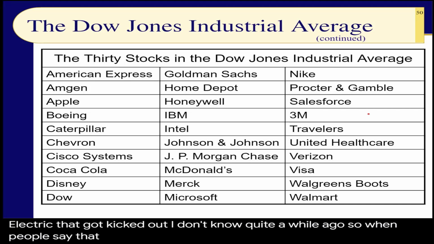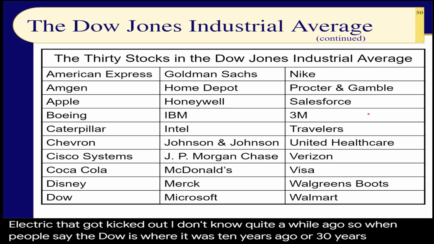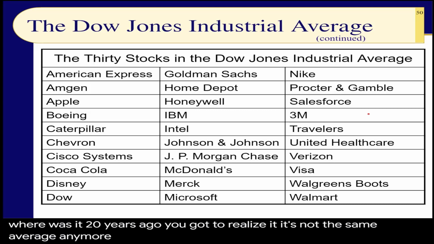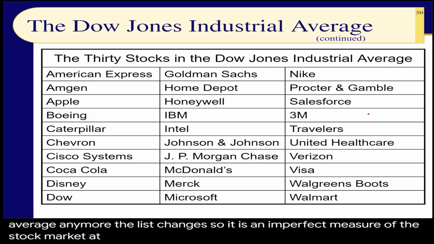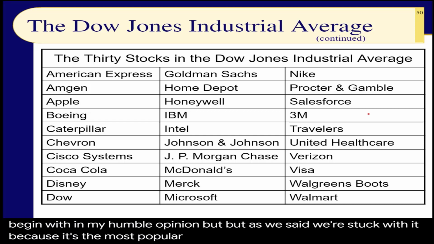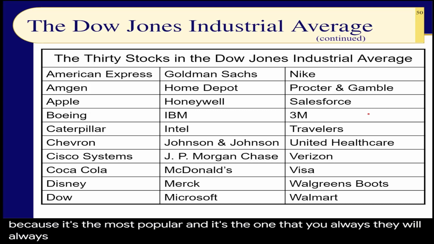So when people say the Dow is where it was 10 years ago, or 30 years ago, or 20 years ago, you've got to realize that it's not the same average anymore. The list changes. So it is an imperfect measure of the stock market at best, and in the case of the Dow, not a very good one to begin with, in my humble opinion. But as we said, we're stuck with it because it's the most popular. It's the one they will always report on the nightly news or the websites and the like.